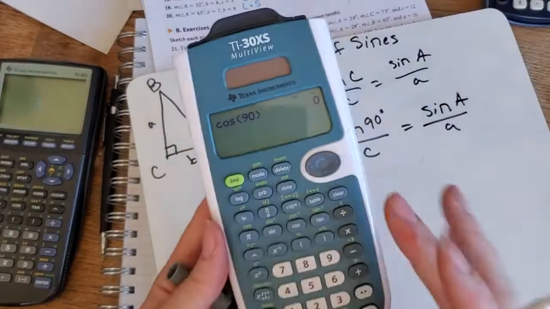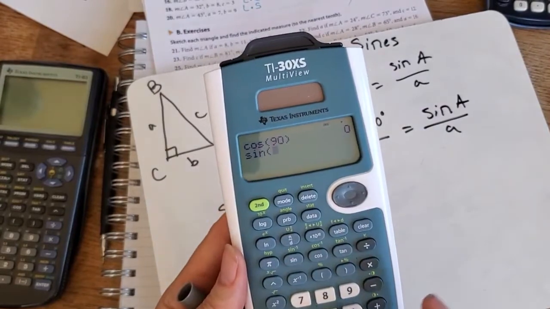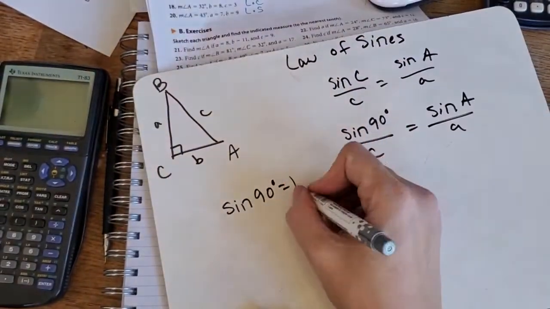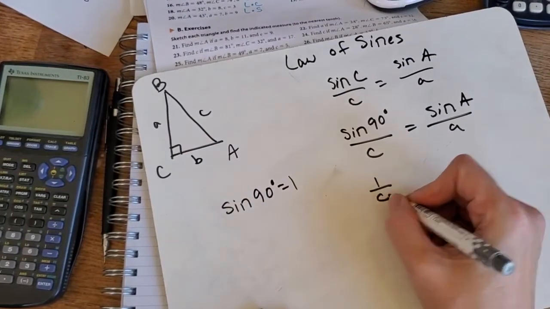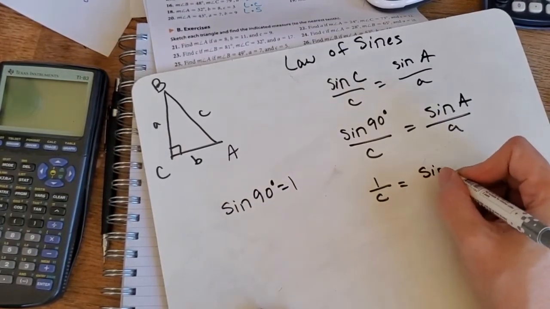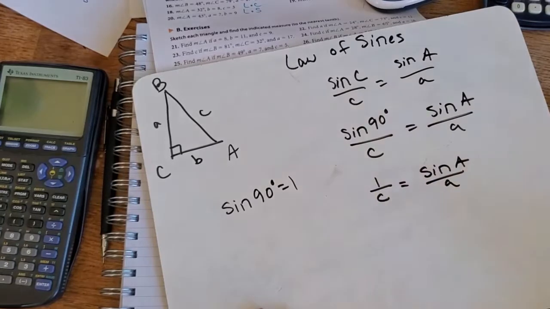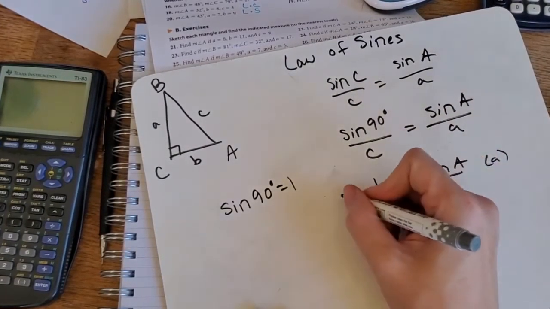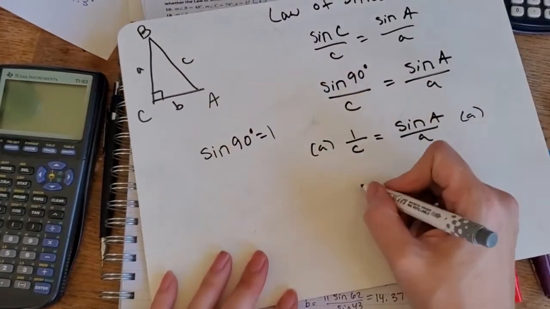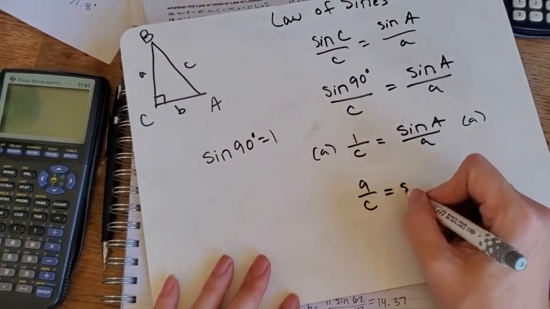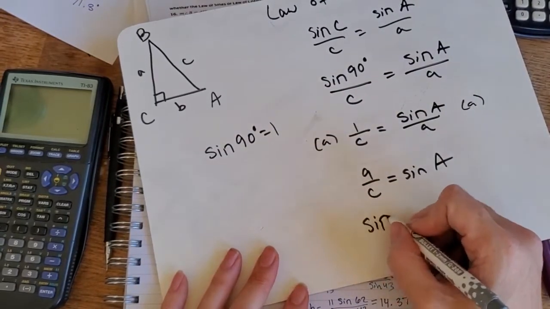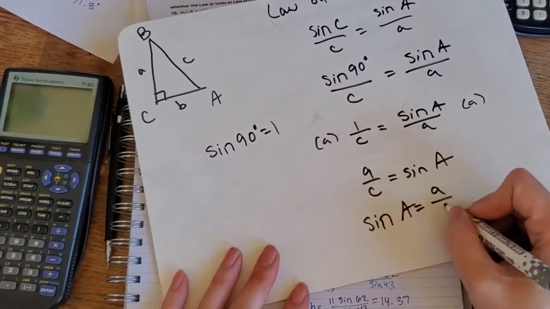And if you didn't know that off the top of your head, that's okay. Sine of 90 degrees is 1. So that means that 1 over c equals sine of A over a. Let's go ahead and move this guy over. So times a on both sides, I get that a over c equals sine of A. Or we're used to seeing that more as sine of A equals a over c.